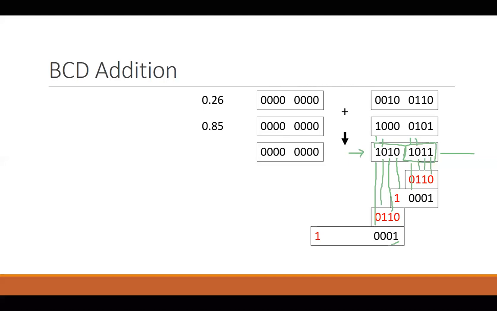If I write the answer, this was the answer of my first addition of correction nibble, this was the answer of my second one, and this is the answer of my third one. So combining all these answers, I have the correct answer, the answer that should be there.